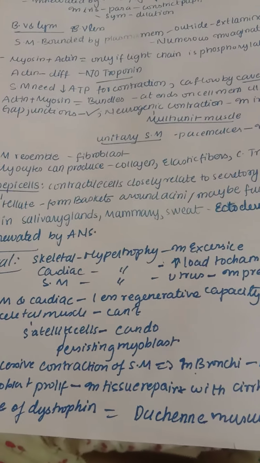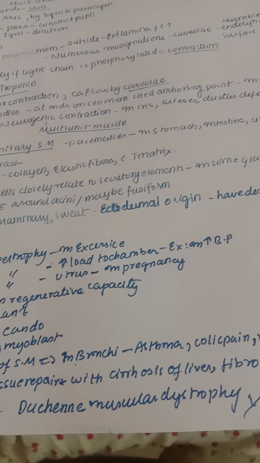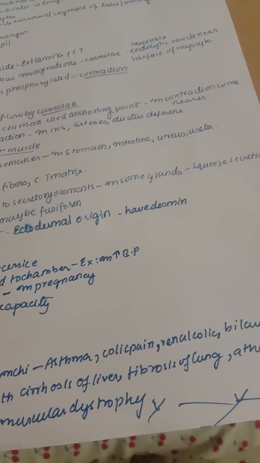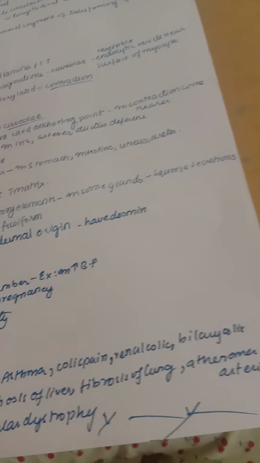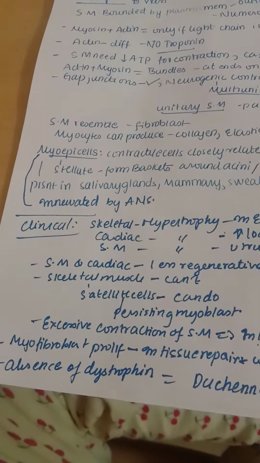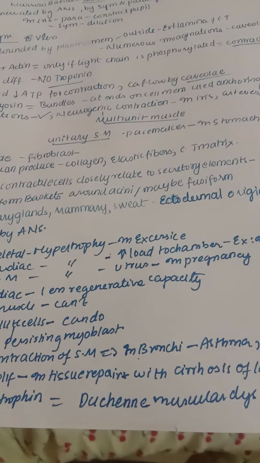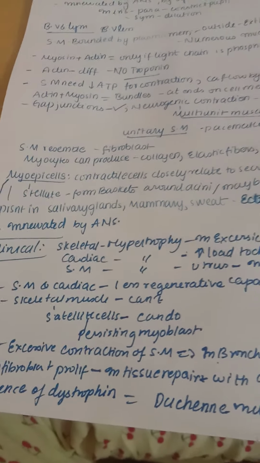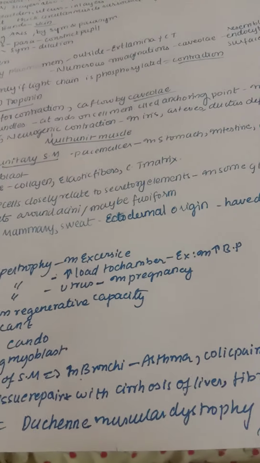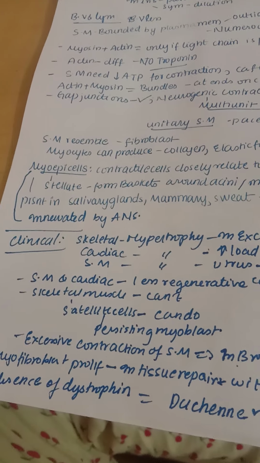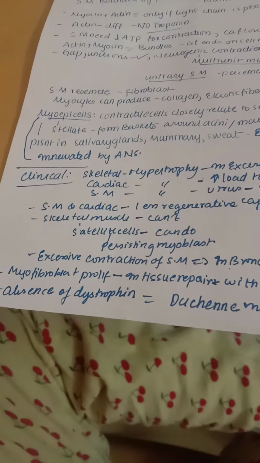Myoepithelial cells are contractile cells closely related to the secretory elements in some glands, and they squeeze out the secretions. Myoepithelial cells are stellate, forming baskets around the acini, or may be fusiform, and are present in salivary, mammary and sweat glands. They are ectodermal in origin, have desmin, and are mainly innervated by the autonomic nervous system.